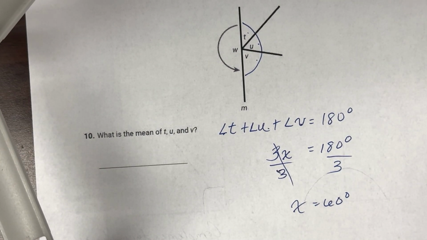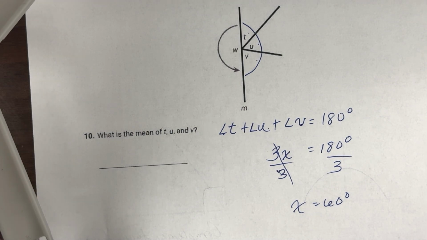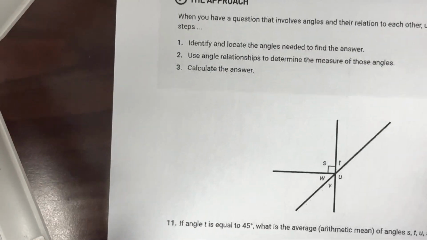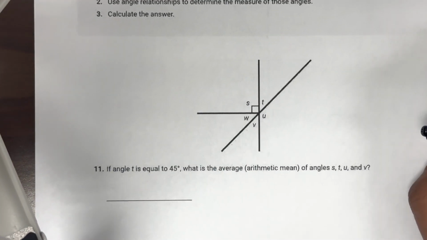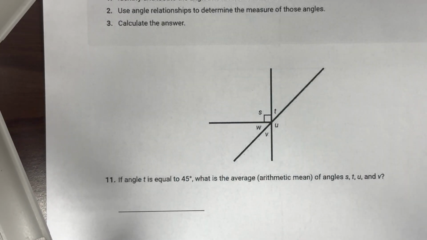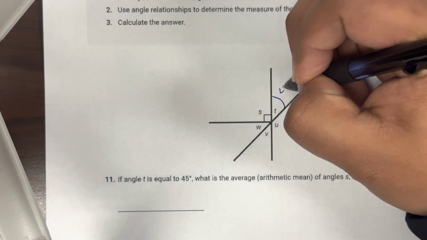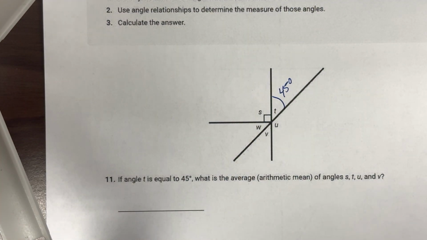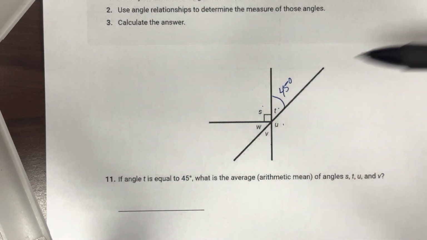Moving on in just a smidge. Make sure you pause when needed. Last piece. Angle T is equal to 45. What is the average arithmetic mean of angles STUV? STUV, not including W.